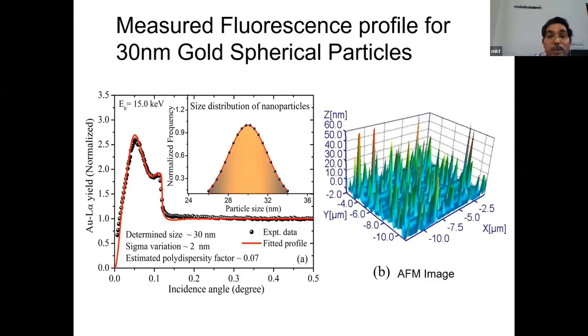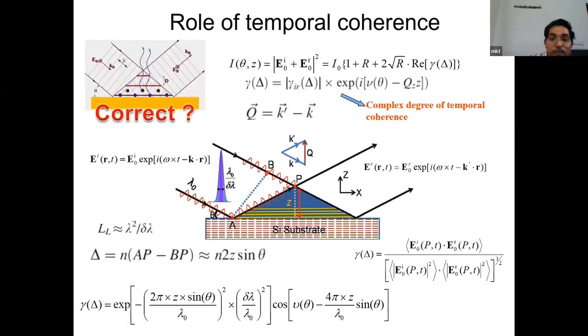Then we experimentally analyzed 30 nanometer gold particles. You see this, we have determined this. We found that the determined size was 13 nanometer and the sigma variation 2 nanometer. And then we confirmed with the AFM microscope, also the electron microscope, and the method is quite useful.